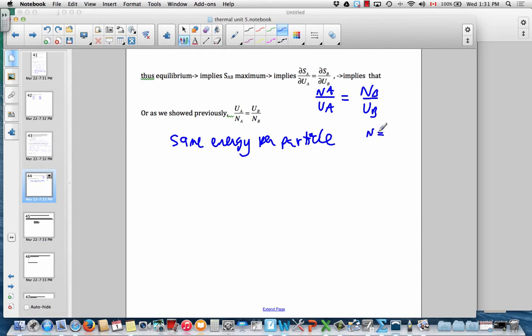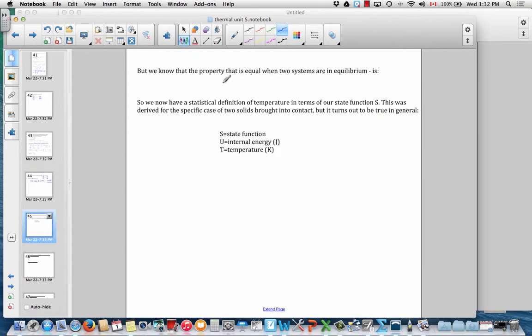Now remember, n was the number of bonds, and that's actually 3 times the number of atoms, because each atom has 6 bonds to all of its neighbors. Well, we started off this course by saying that the property that's equal when two systems are in contact with each other and reach equilibrium was the temperature. So when those two blocks are at equilibrium, the temperatures should be the same.